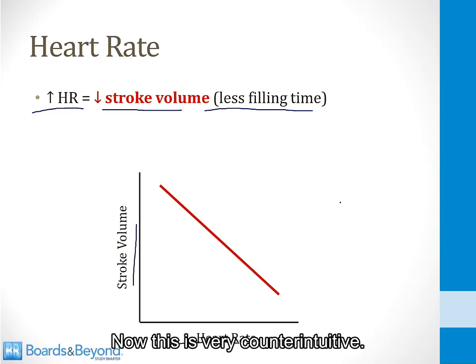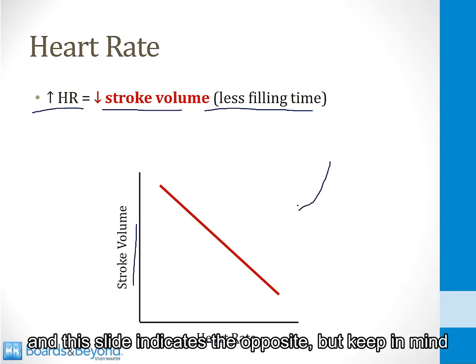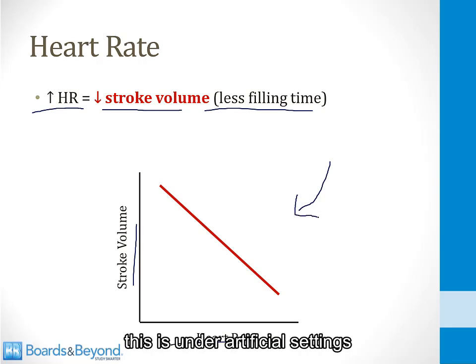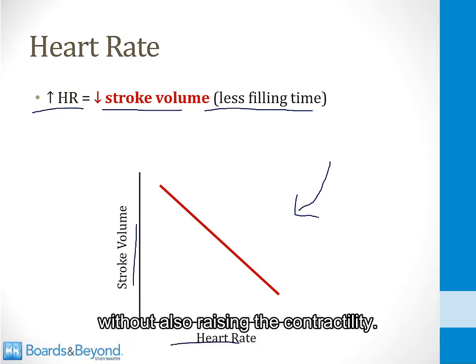Now this is very counterintuitive. Most of us think of the output of our heart going up when our heart rate rises, and this slide indicates the opposite. But keep in mind, this is under artificial settings in the laboratory, when you're increasing the heart rate without also raising the contractility.